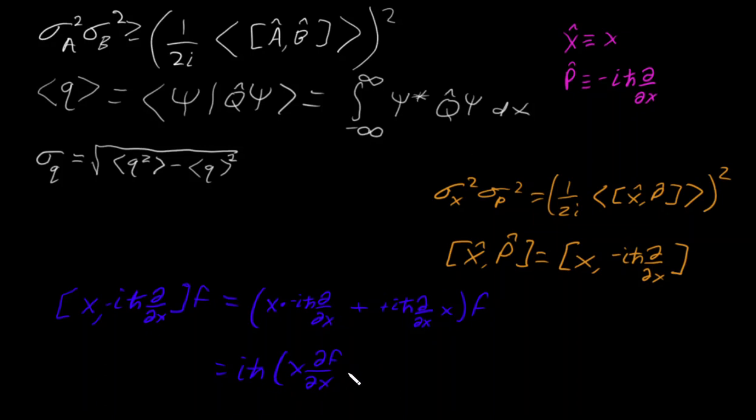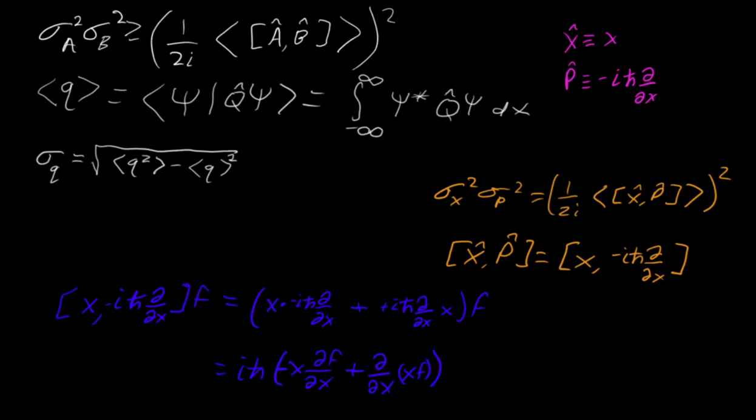Take that in. Minus, or sorry, this is negative. Plus, we then have, oh sorry, we took out the i h bar. So this is d by dx of x times f. We're taking the derivative of that whole thing.